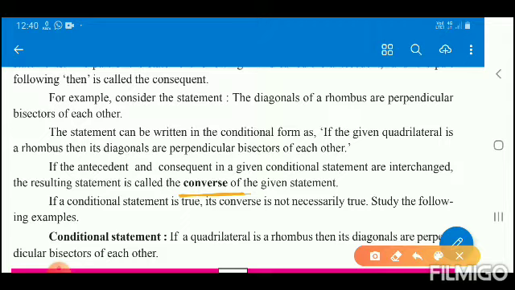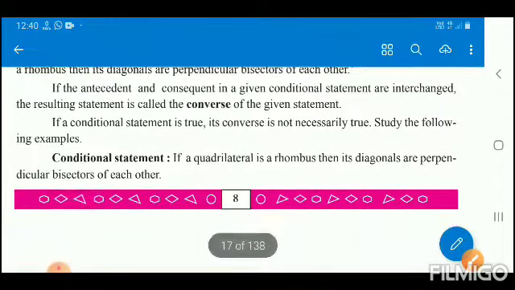If a conditional statement is true, its converse is not necessarily true. It means if a conditional statement is true, then maybe its converse is true, otherwise not. We will study the following examples. Now again they have given the conditional statement: if a quadrilateral is a rhombus, then its diagonals are perpendicular bisectors of each other. You have studied this property in standard 8.